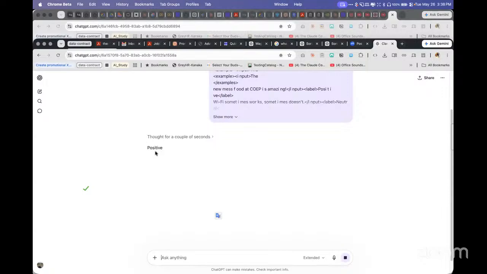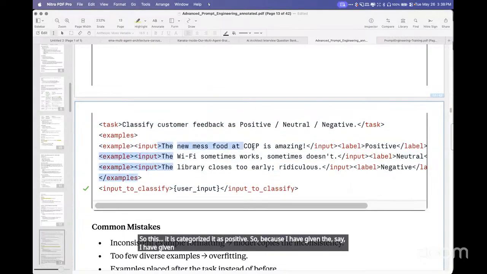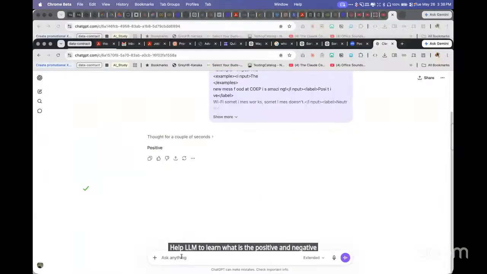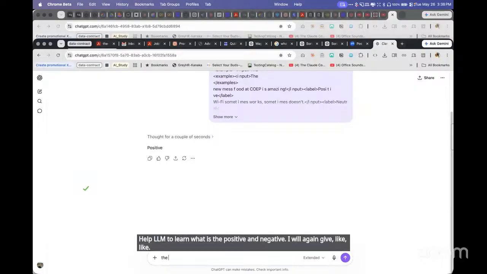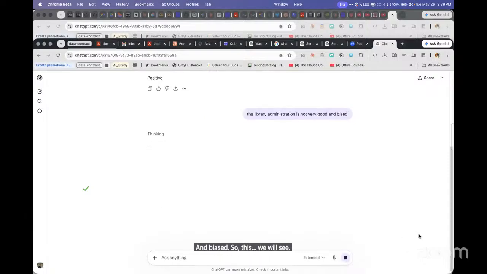So it has categorized it as positive, because I have given these examples which help the LLM learn what positive and negative are. I will give another one. Say, the library administration is not very good and biased. We will see how it categorizes this.